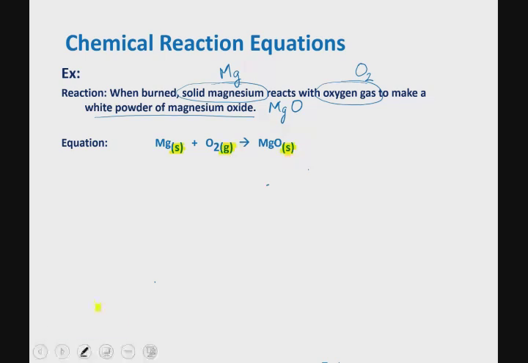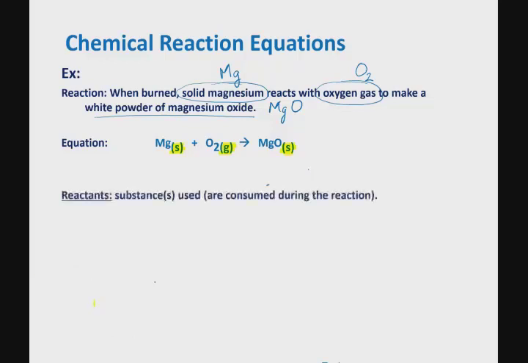Some other terminologies to also get familiar with: reactants. Reactants are those substances that we start a chemical process with. These are the substances that are consumed during the reaction. These are the substances that are used up to create new substances.